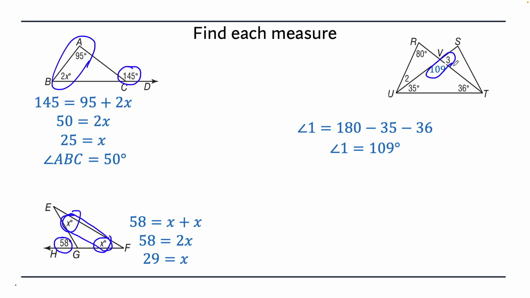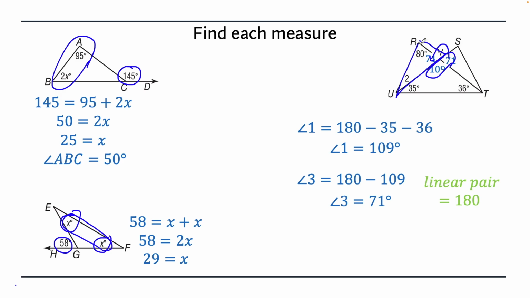And a linear pair adds up to 180. So if I take 180 and subtract 109, because the linear pair equals 180, then I get angle 3 is 71 degrees. That 71 degrees, I can flip right over to here because these are vertical angles. So I'll put a 71 there. Now I can easily solve for angle 2 because it's part of this triangle up here. And in that triangle is 180 degrees minus the 80 minus the 71. So the measure of angle 2 is 29 degrees.